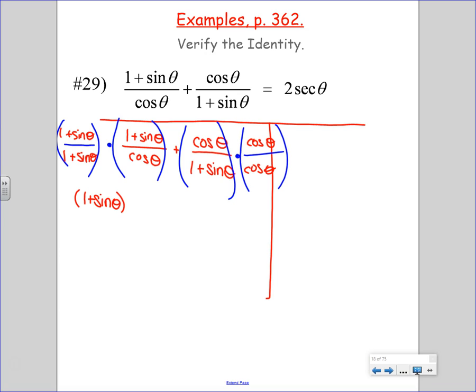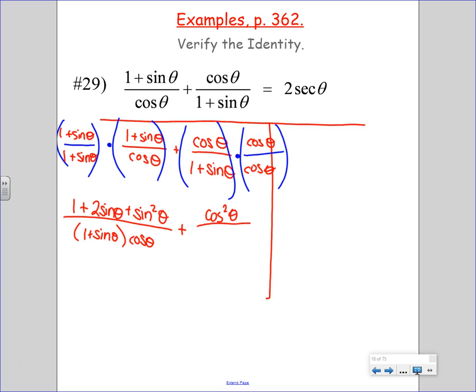Wait a minute. Couldn't I FOIL these two? Did anybody FOIL it already? You'd be willing to let me know what you got? 1 plus... good. 1 sine of theta plus 1 sine of theta will be 2 sine of theta. If you need, I'll keep that separate. That's what the left one is. Good. Numerator, cosine times cosine. Denominator, we'll have those two guys again.